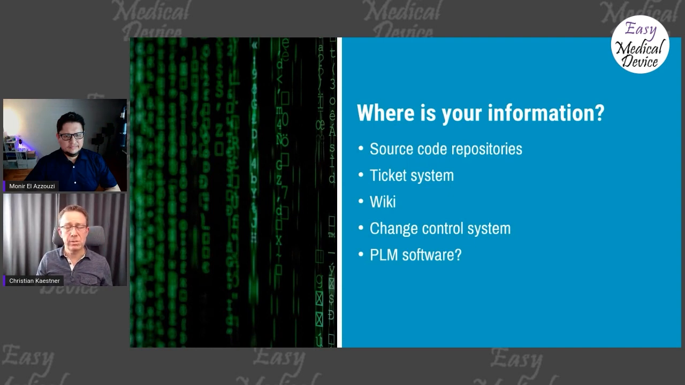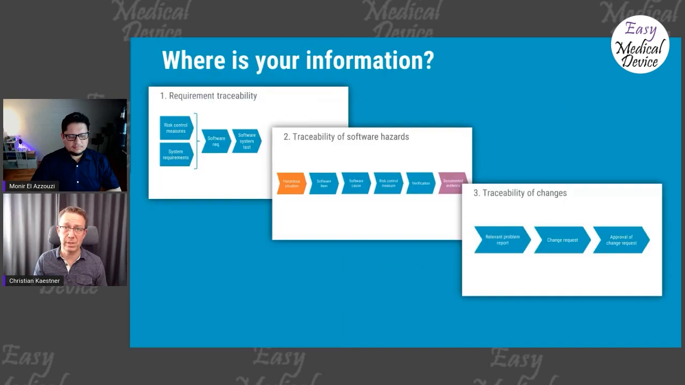Where is your information? It can be placed in the matrix, which is the left side, at least on my screen. It could be in source code repositories. It could be ticket systems. It could be in a wiki. Wikis are used frequently to document software documentation, and I think that's perfectly fine if you do the proper setups. You can have a lot of information in a change control system or PLM software. All these are in the digital domain, and you can extract the information, export the information, and package it into documents if you need to.